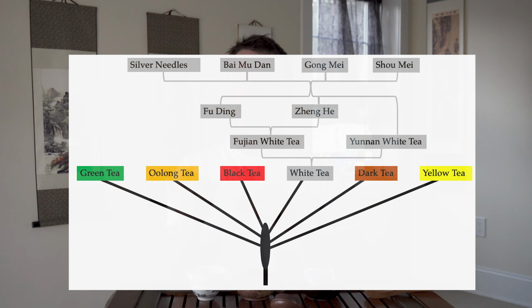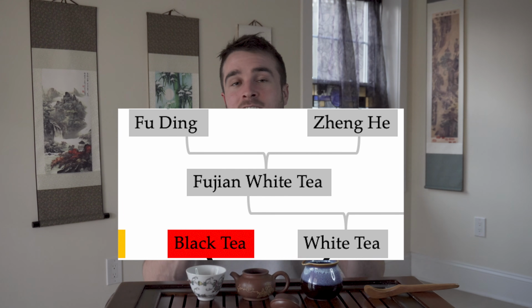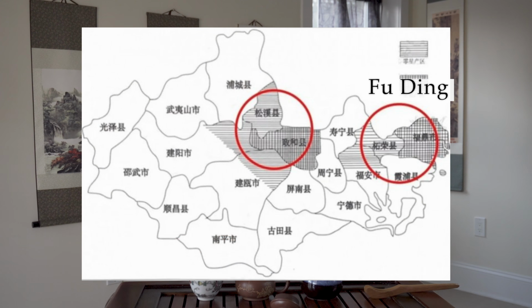So let's pop over to Fujian for a second with their white tea. They have 2 main white tea producing regions. In Fujian, you have Fuding and you have Zhenghe.